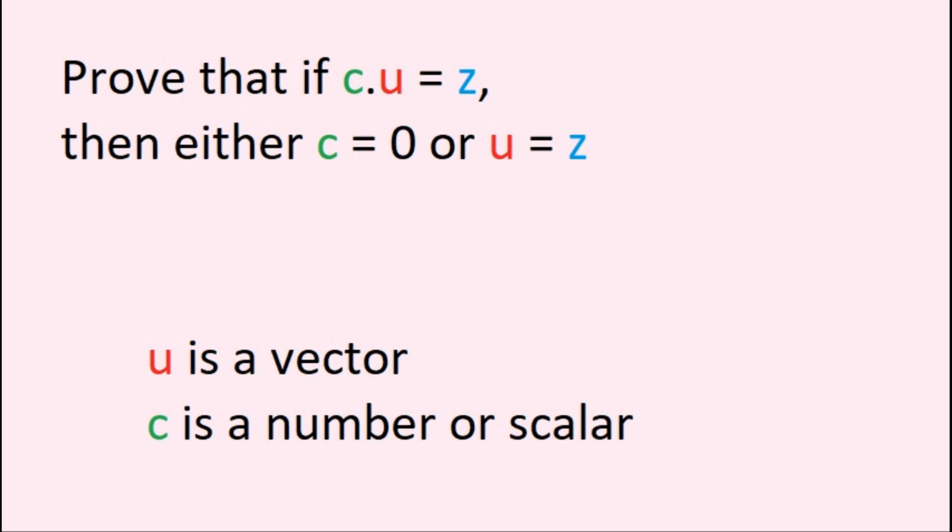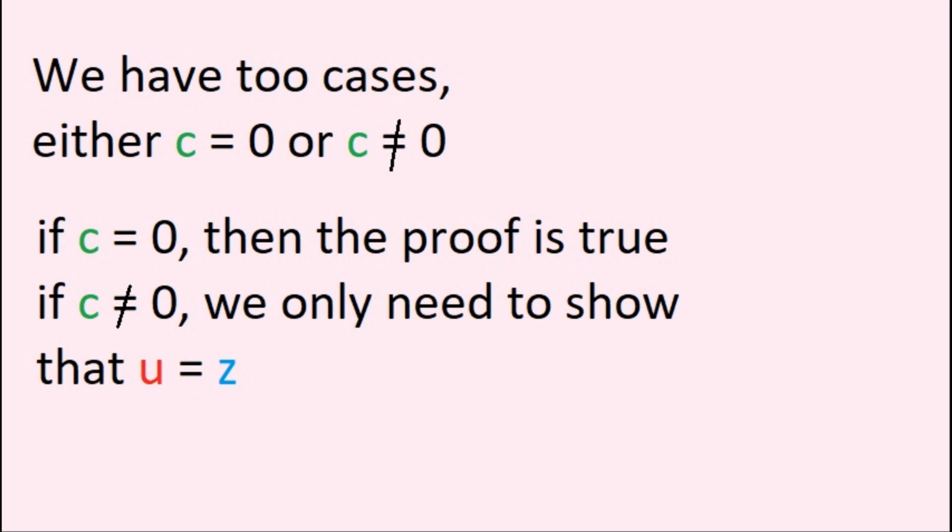Now to prove that if C times U equals 0, then either C equals 0 or U equals 0, where U and Z are vectors and C is a number. We can prove this by considering two cases. Either C does or doesn't equal 0. If it does, then the proof is true. If it doesn't, we have to prove that U equals 0. So all that's left to prove is that if C isn't equal to 0, then U must equal 0.